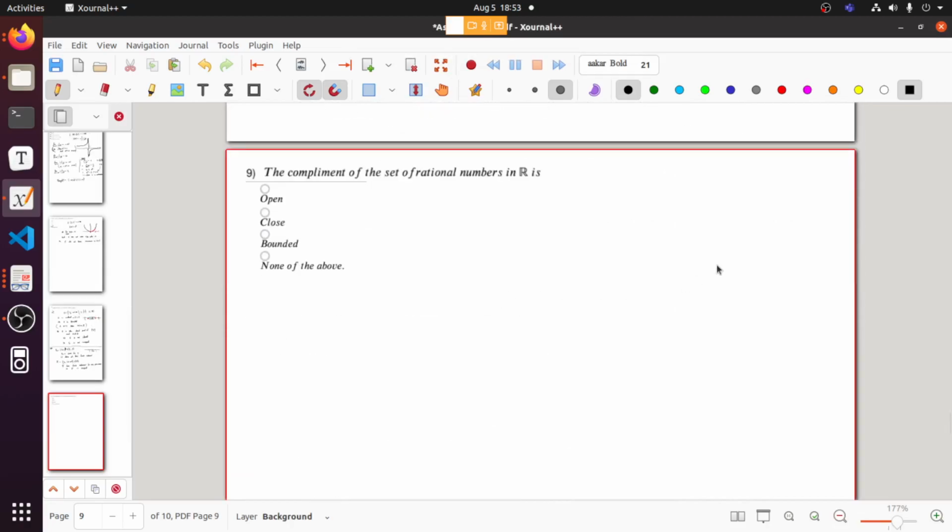What it is saying: the complement of the set of rational numbers in R is open, closed, bounded, or none of the above. So in R, this is Q union R minus Q, right? So what is the Q complement? This is the set of irrational numbers. Is this open? Set of irrational numbers, is this open? Can anybody say?